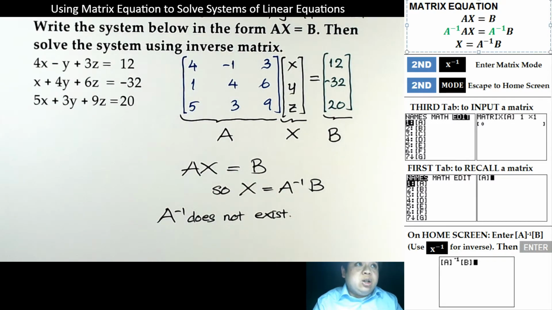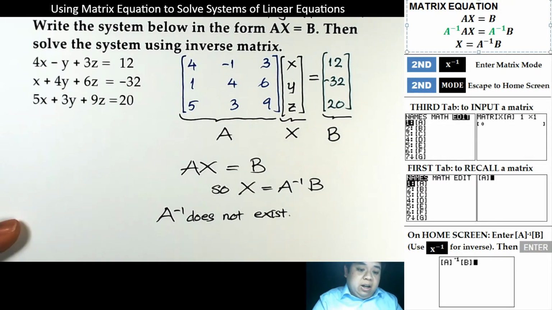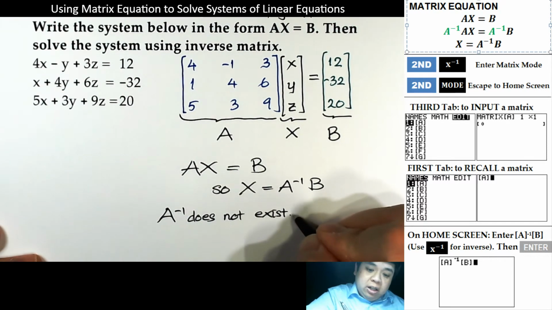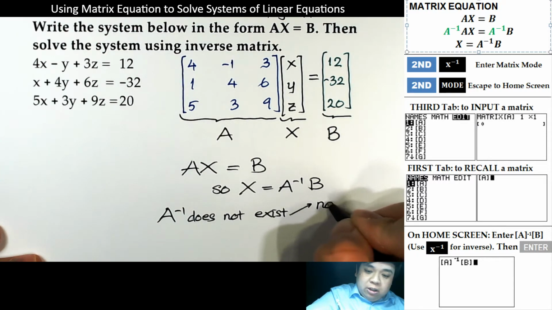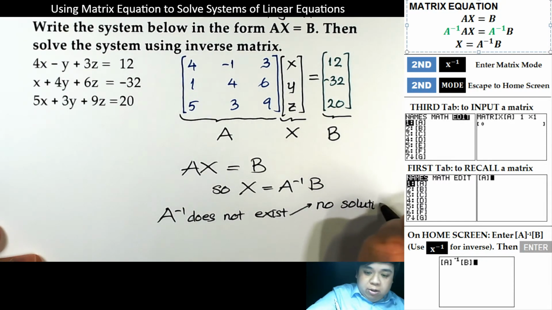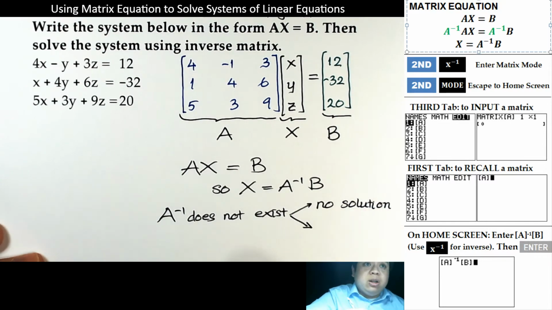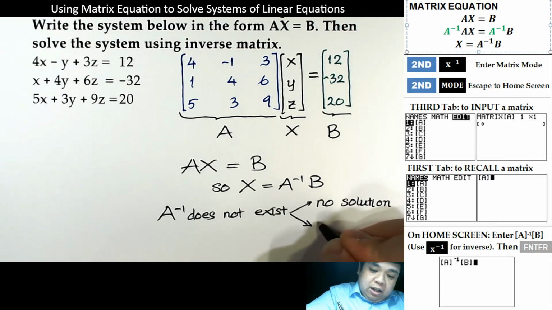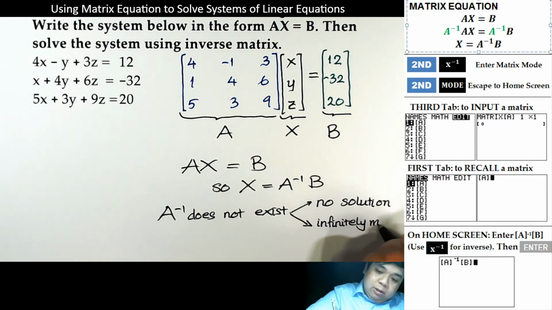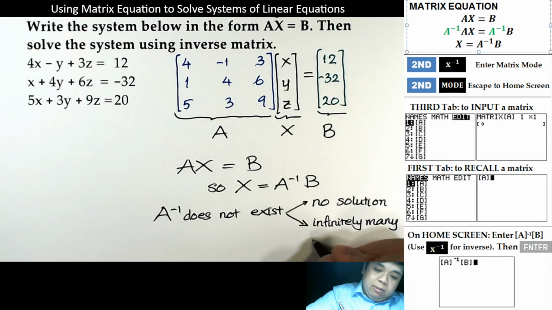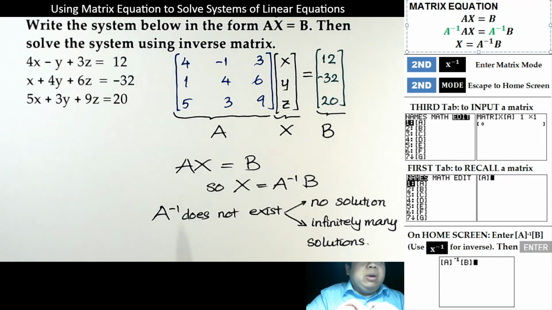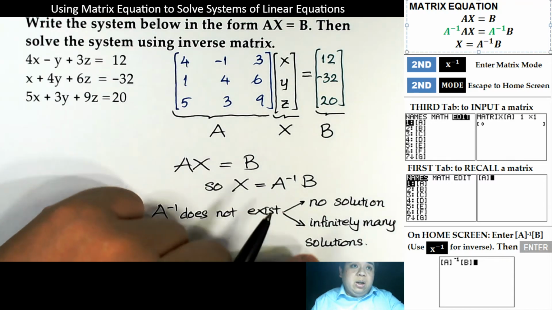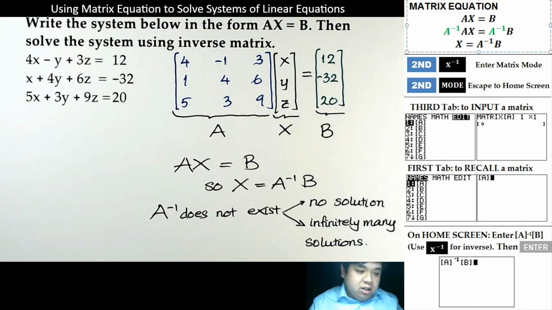That does not mean that we have no solution. In fact, if A inverse does not exist, we have two possibilities. Either we have no solution, or another possibility is infinitely many solutions. Because A inverse does not exist, we have one of these two cases.